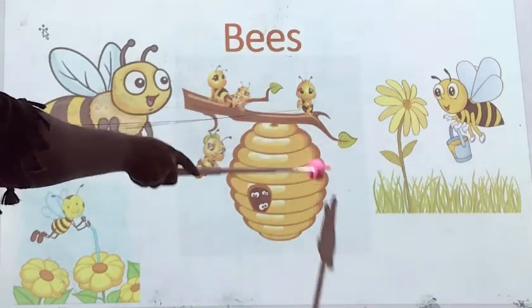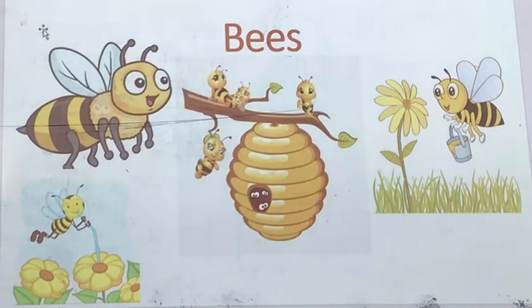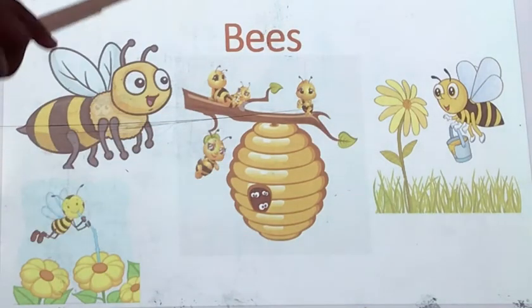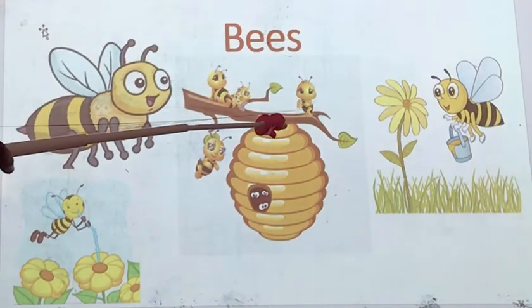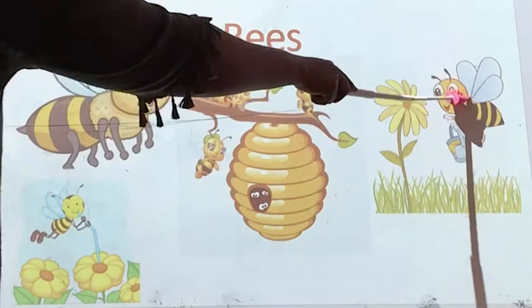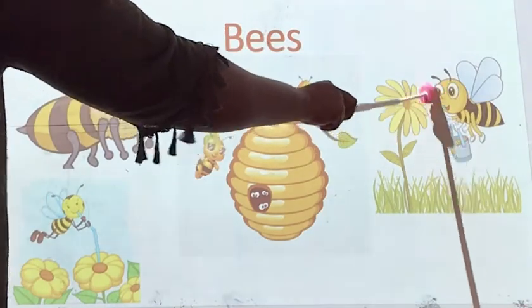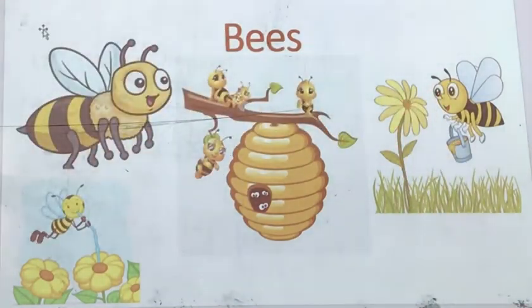Okay? The bee produces sweet honey, the honey that we eat daily. Maybe mommy or daddy, whenever they are taking tea, coffee, sometimes they like to put the honey instead of sugar. Honey is really sweet. So the honey comes from the bees. Can you see the bee? It has honey in the bucket. Okay? So honey comes from bees.